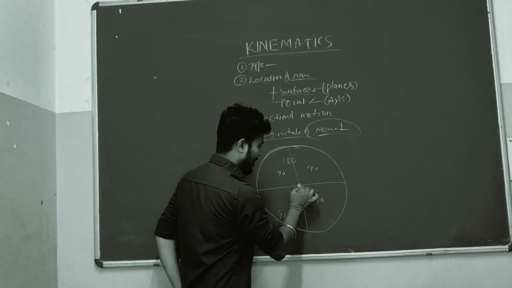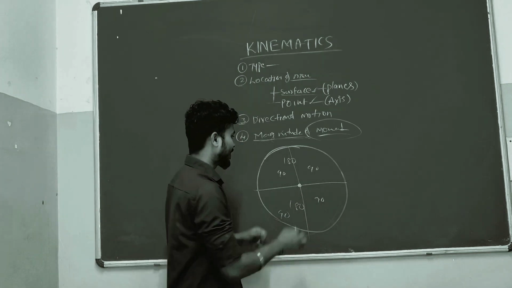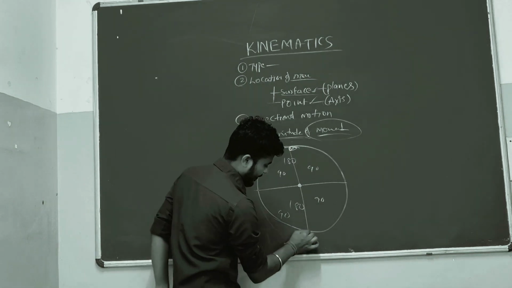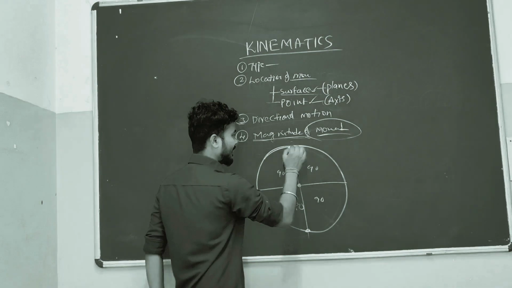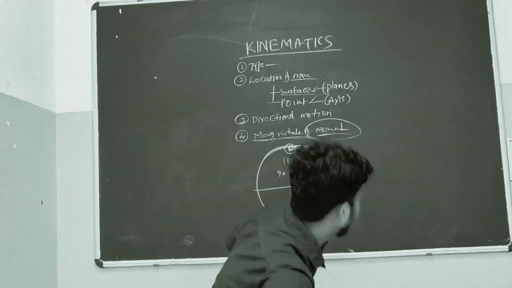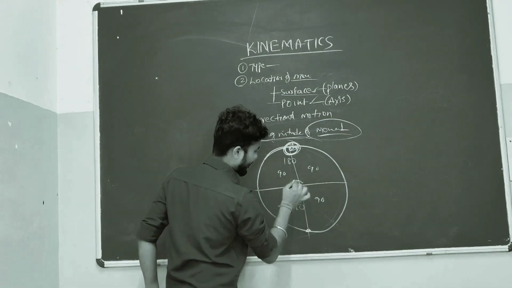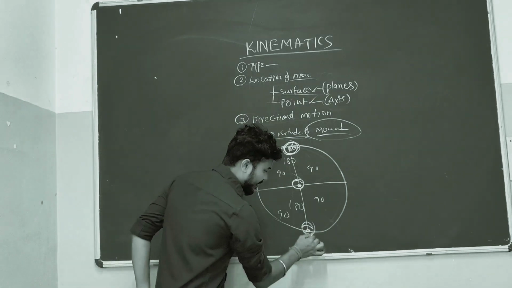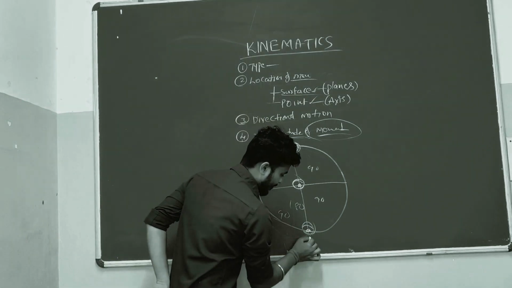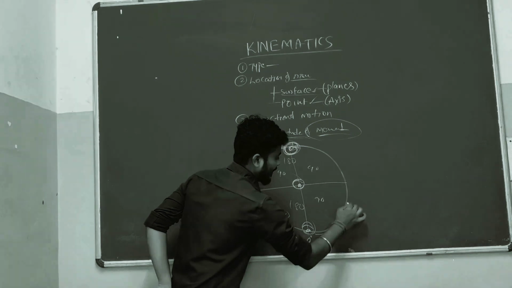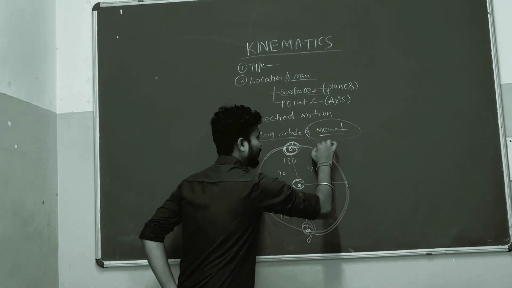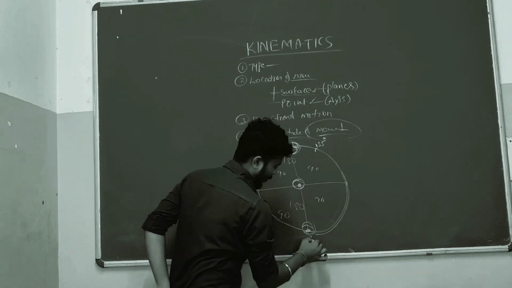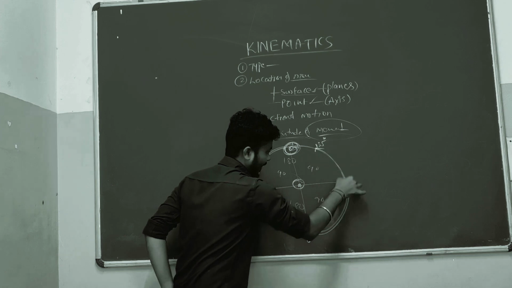Suppose your elbow joint is here. This is your shoulder joint. This is your hand component. Imagine this is our shoulder joint, this is our elbow joint, this is our wrist joint. Suppose you are doing elbow flexion from 0 degree to 90 degree, 90 degree to 135. So this is the normal range.